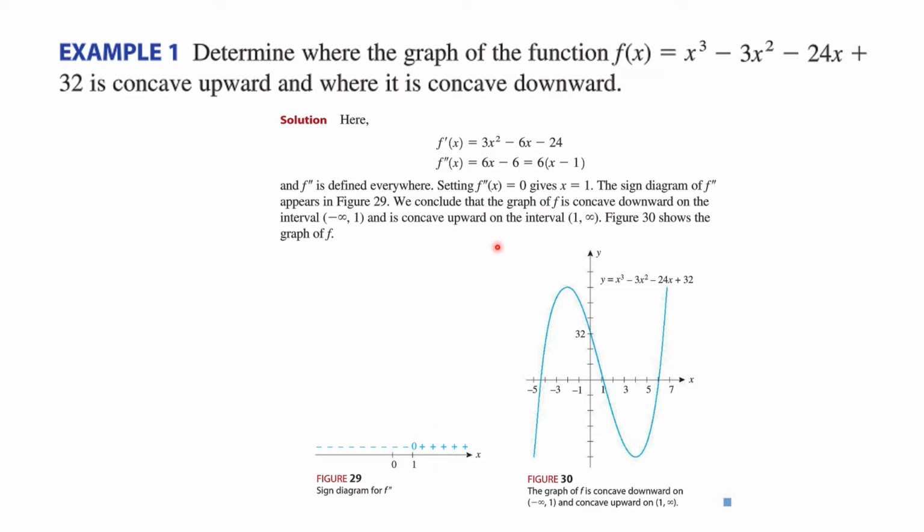And let's see, they were asking, where is it concave upward? It's concave upward from 1 to infinity, and it's concave downward from minus infinity up to 1. And here's the graph, and you can see what happens. Here it is, concave down all the way till 1, and then it changes concavity here, and then it's concave up the rest of the way.